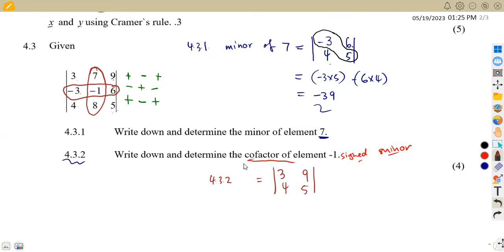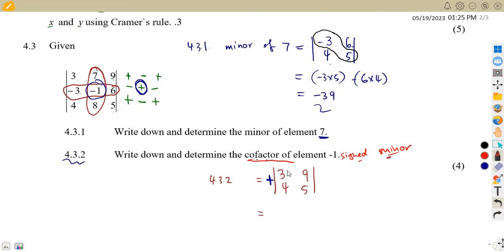But this part represents the minor of minus 1. So a cofactor, which is a signed minor, is the one that we take from the sign which corresponds with minus 1 here. Minus 1 is this part in the middle, which corresponds with this middle sign, which is the plus. So the moment you multiply by a plus like this, it's now a cofactor. In this case, it does not affect the minor, because multiplying by a plus does not change anything, which means the answer to the minor of minus 1 is the same as the answer to the cofactor of minus 1 because of this plus. But know that a cofactor is affected by the sign.